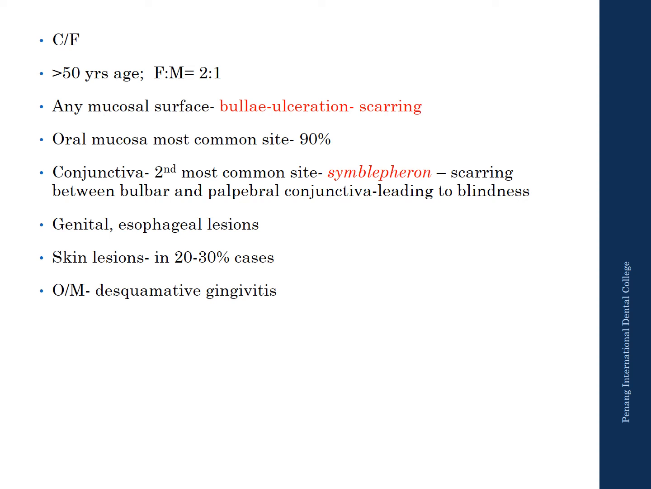The conjunctiva can also be involved, which is the second most common site. When scarring occurs, an important terminology to remember would be symblepharon. It is a scarring seen between the bulbar and palpebral conjunctiva, which can lead to blindness in the patient. Genital and esophageal lesions can also be seen. Skin lesions are obviously fewer, seen in only 20 to 30% of the cases. In the oral cavity, it can also manifest as desquamative gingivitis, like we discussed, similar to pemphigus and bullous pemphigoid.